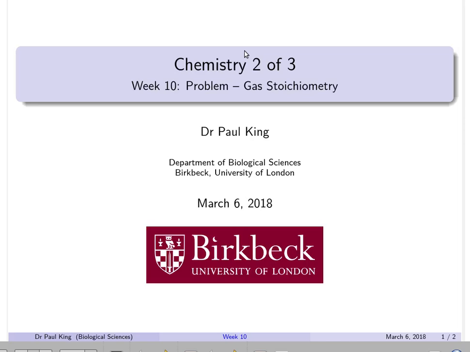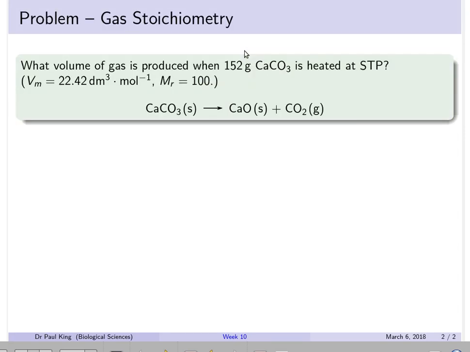Okay, now we have a problem associated with the stoichiometry of gases in chemical reactions. And the problem we've got is the following. We're asked to work out how much gas, in terms of what volume, is produced when 152 grams of calcium carbonate is heated under conditions of standard temperature and pressure. Okay. So how do we proceed?